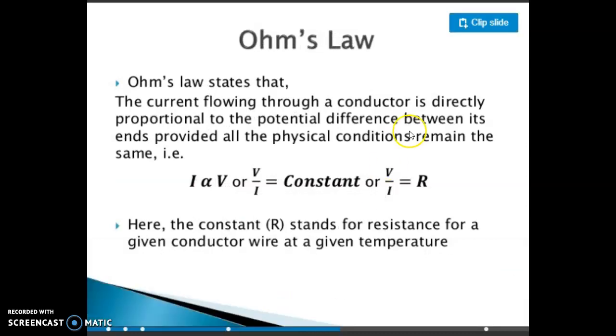Let's start with Ohm's law today. What is Ohm's law? It states that current flowing through a conductor is directly proportional to the potential difference. So more the potential difference, more will be the current between its ends, provided all the physical conditions remain constant.